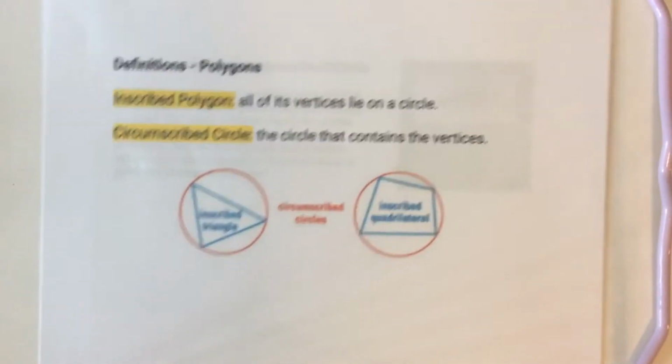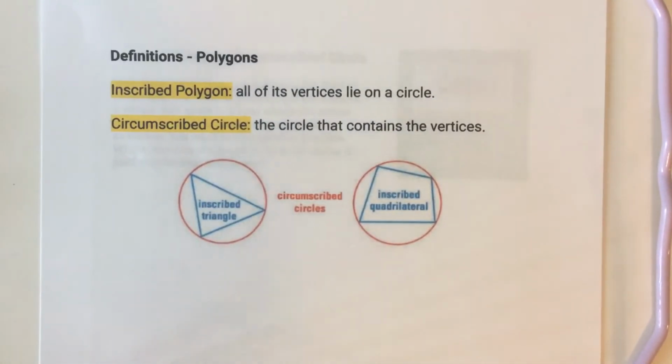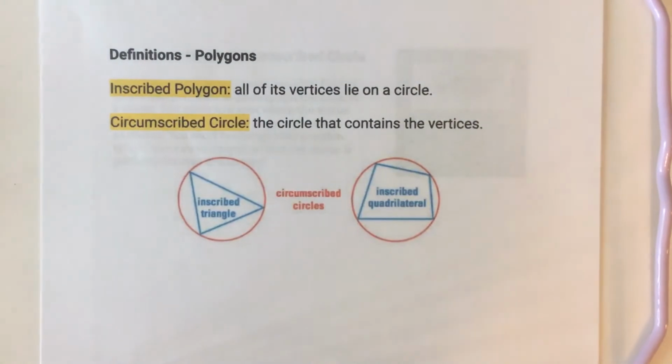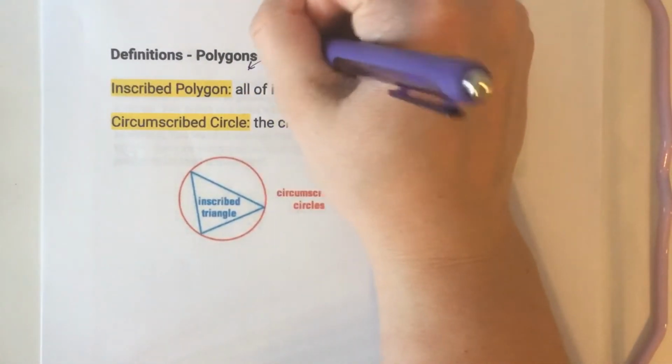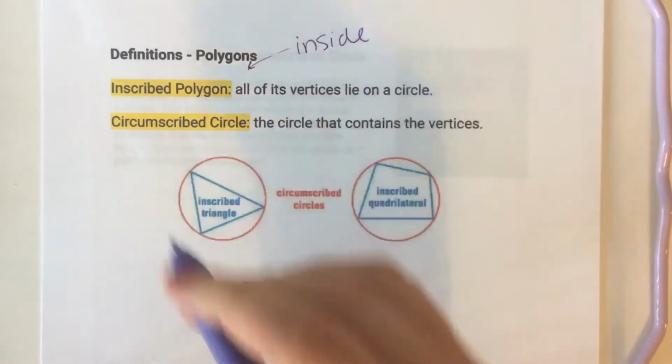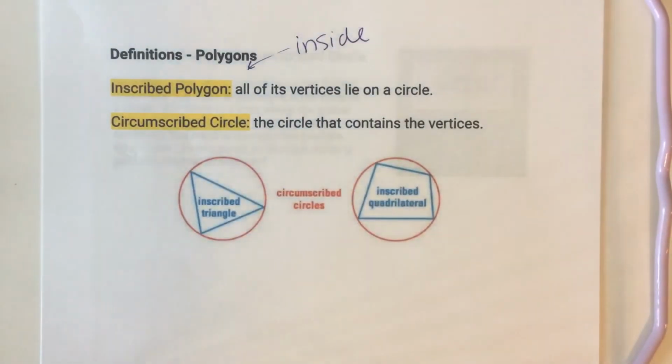We have a few more definitions to get us through here. Second half of the section. An inscribed polygon is when we have a polygon, so a shape, where all of its vertices lie on the circle. The circumscribed circle is the circle that contains all the vertices. So breaking down these words, inscribed polygon, inscribed, we think inside, circle. Circumscribed circle is the circle that goes around it.